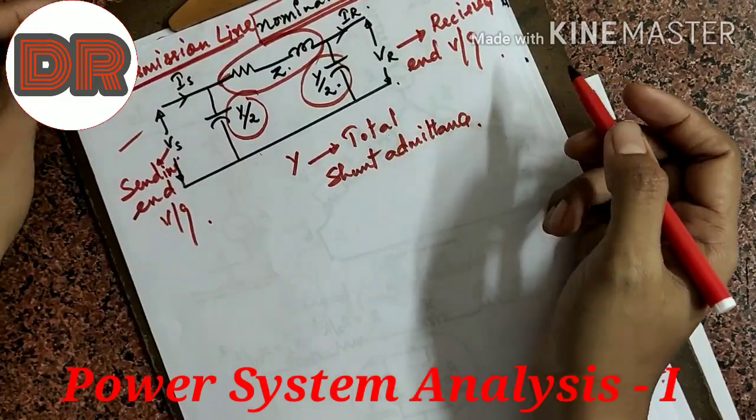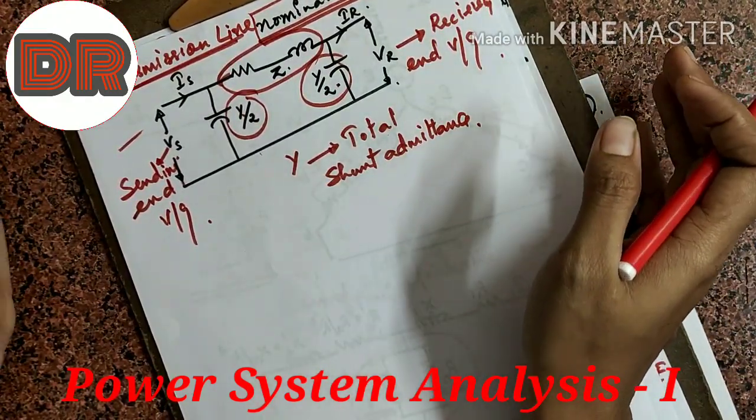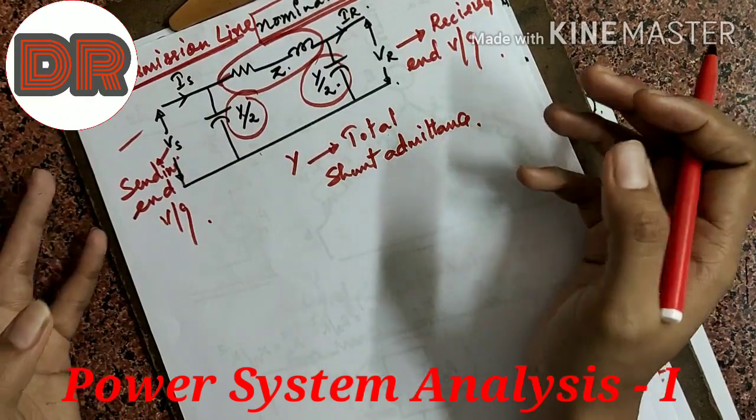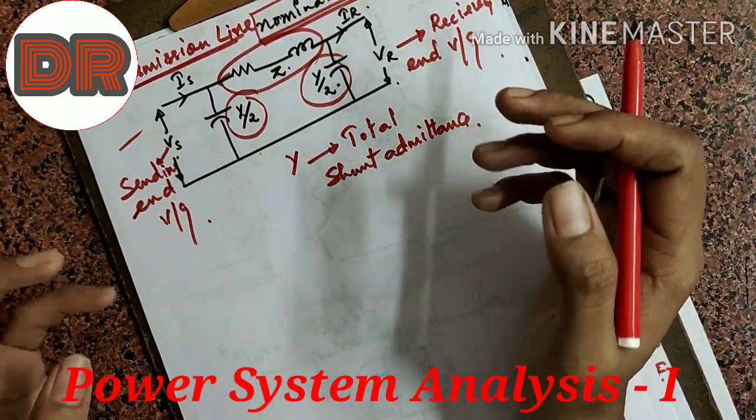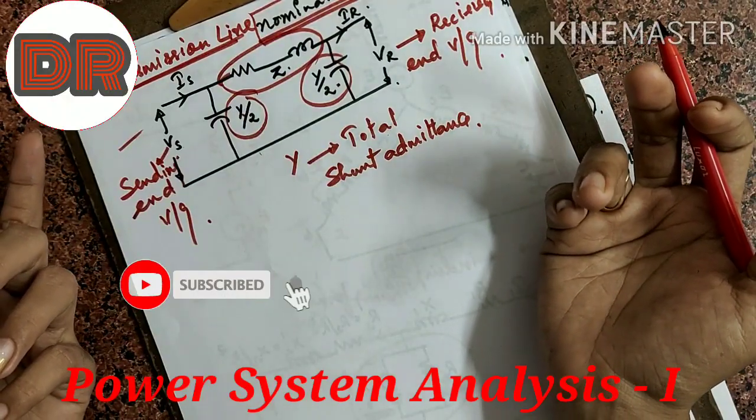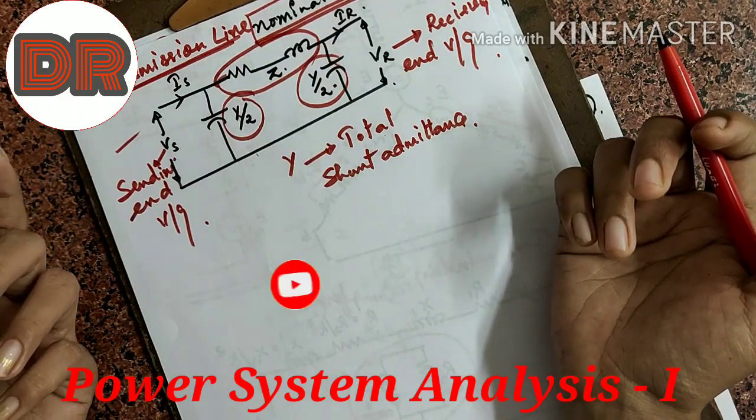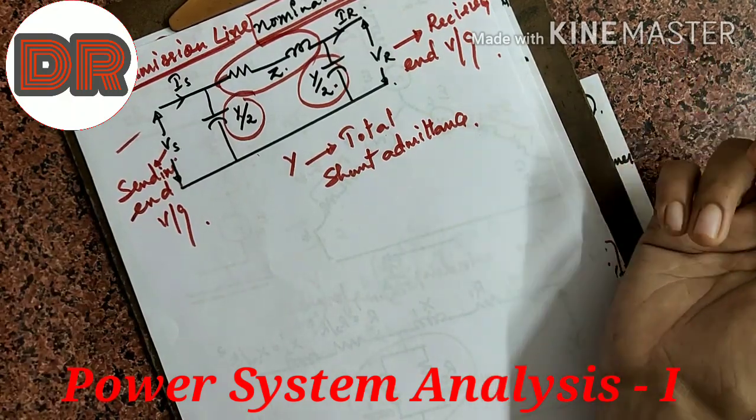To do the analysis, we have to connect all these single phase equivalent circuits of the components, and we can calculate the voltages and currents. The next topic is the per unit method. The per unit method and the continuation of power system analysis we will see in the next video. Thank you.